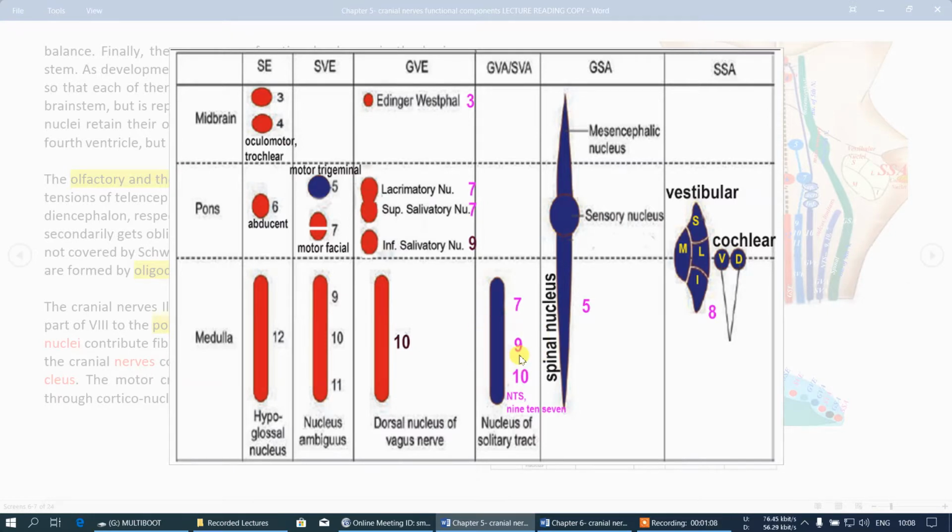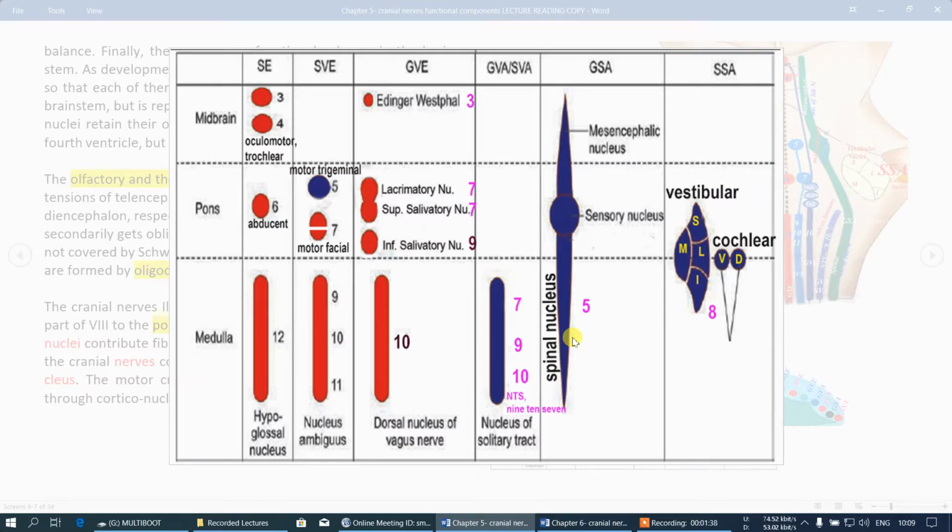Similarly, the hypoglossal nerve, 12th cranial nerve, has one whole dedicated nucleus here. It is in the lower part of the medulla, general somatic efferent. It will also contain some proprioceptive fibers, shared with the spinal nucleus of the trigeminal nerve.